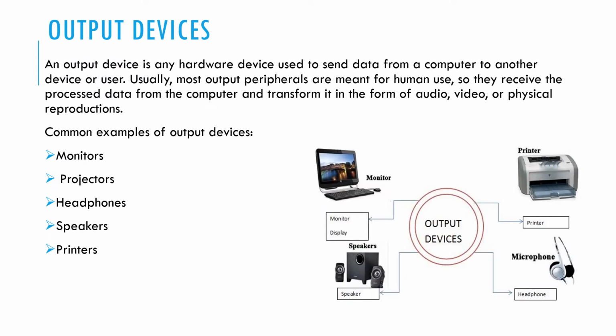Output devices. An output device is any hardware device used to send data from a computer to another device or user. Usually most output peripherals are meant for human use, so they receive the processed data from the computer and transform it in the form of audio, video, or physical reproductions. Common examples of output devices are monitors, projectors, headphones, speakers, printers, etc.